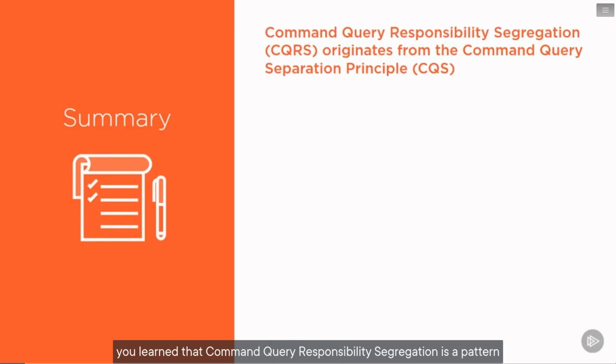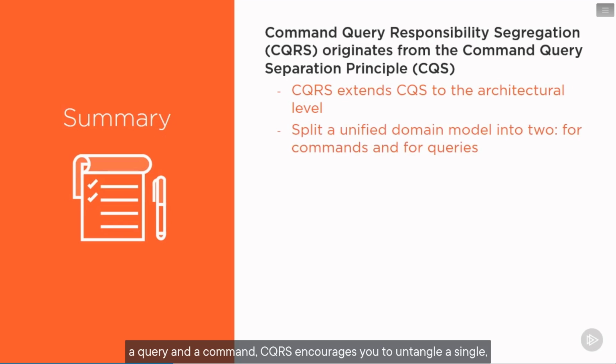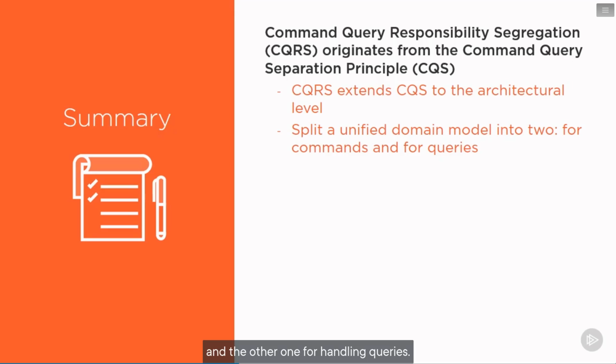In this module, you learned that command query responsibility segregation is a pattern originating from the command query separation principle. CQRS extends CQS to the architectural level. Just like CQS encourages you to split a method into two methods, a query and a command, CQRS encourages you to untangle a single unified domain model and create two models, one for handling commands and the other one for handling queries.